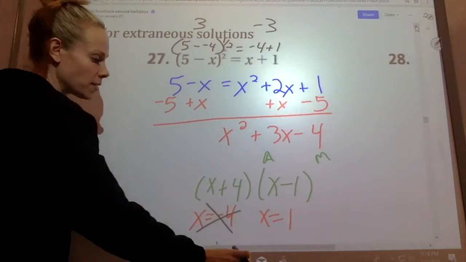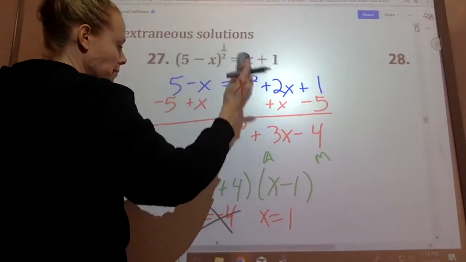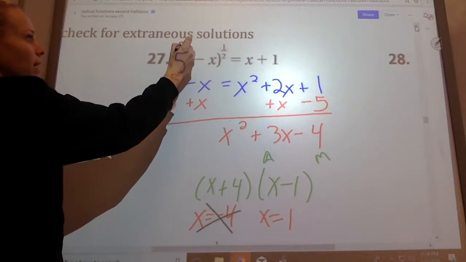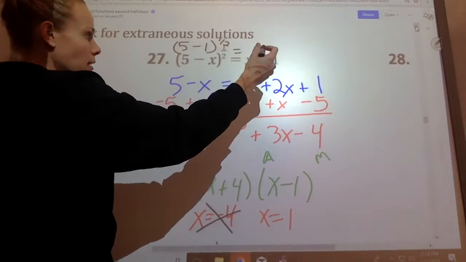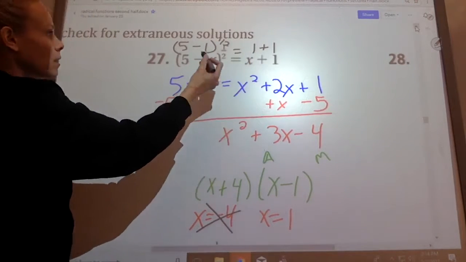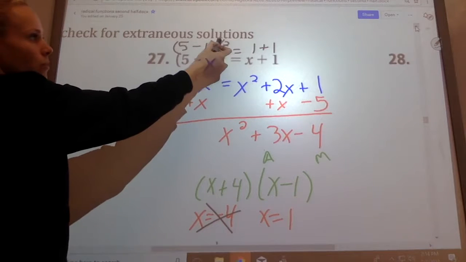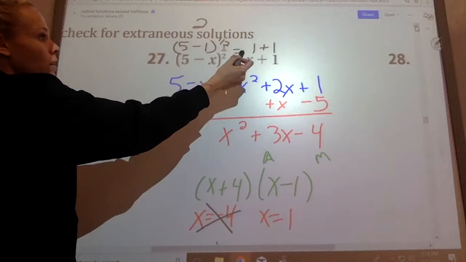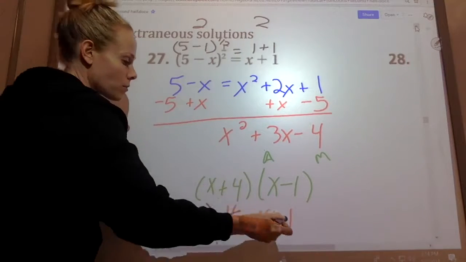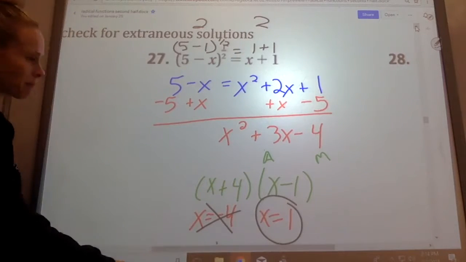So let's try 1. So 5 minus 1 to the 1/2 power. Does that equal 1 plus 1? 5 minus 1 is 4. 4 to the 1/2 power means square root of 4, which is 2. 1 plus 1, 2. So that one works.